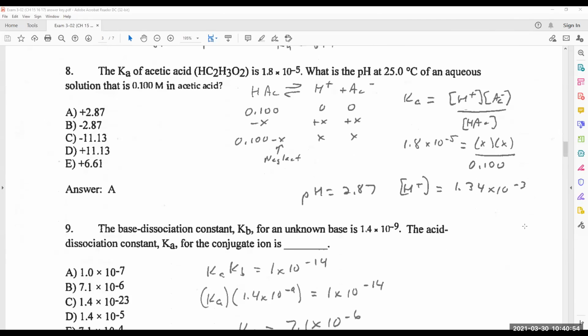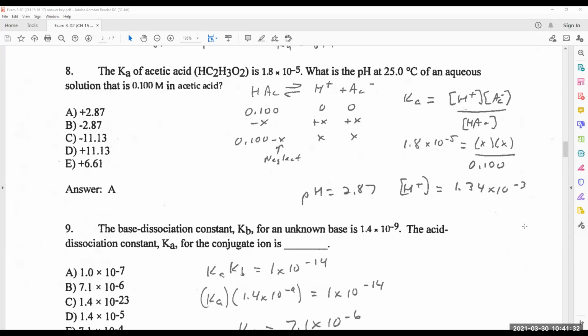In number 8, we're told that the acid dissociation constant of acetic acid is 1.8 times 10 to the minus 5. And we want to know what is the pH of an aqueous solution that has 0.1 molar acetic acid in it. So we can write out our acid dissociation reaction equation. Acetic acid going to H plus and acetate ion. In these types of problems, we neglect that loss of 0.1 minus some value X.